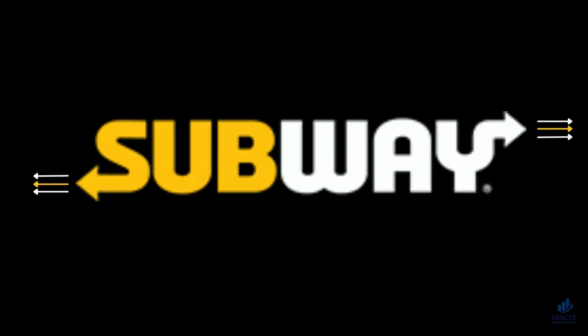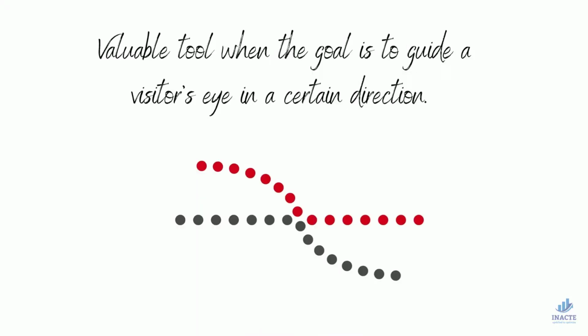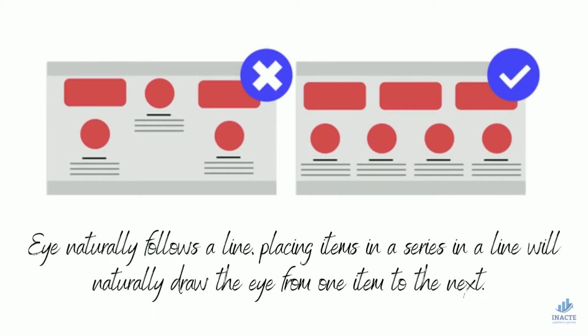Subway uses the Gestalt principle of continuity. The arrows on the Subway logo influence our perception. This continuation can be valuable too when the goal is to guide a visitor's eye in a certain direction. They'll follow the simplest path on the page, so make sure the eye naturally follows a line.